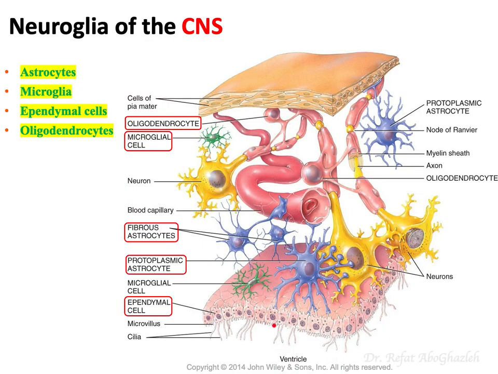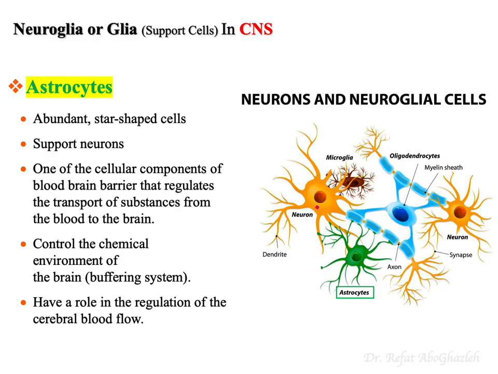Again, let me show you the neuroglia in the central nervous system before we start talking about each one. So you have the astrocytes in the purple or blue color, let us say, the protoplasmic ones and the fibrous ones. So these are astrocytes. You have the microglia cells, which are spider-like cells, ependymal cells again, and oligodendrocytes.